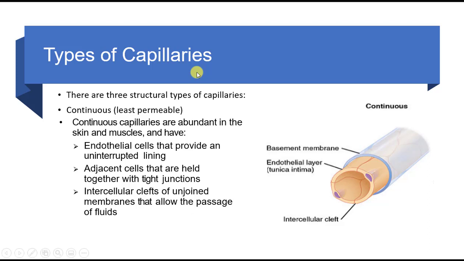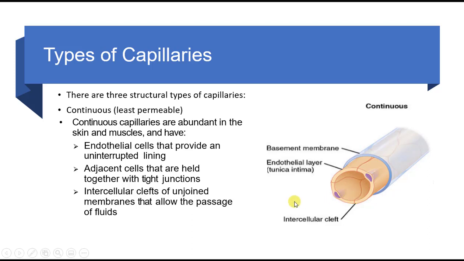So structurally, there are three types of capillaries. The first one is called the continuous capillary, and this is the least permeable capillary. It consists of basically an endothelial layer and a basement membrane, and it has little intercellular clefts or gaps within these layers through which very few substances can pass, or very few molecules can pass.